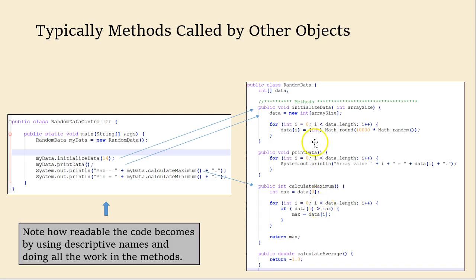Now, in addition to these methods here, I would normally have setters and getters. In this case, I don't really have any need for a setter and a getter for the data. The initialized data basically sets the data.